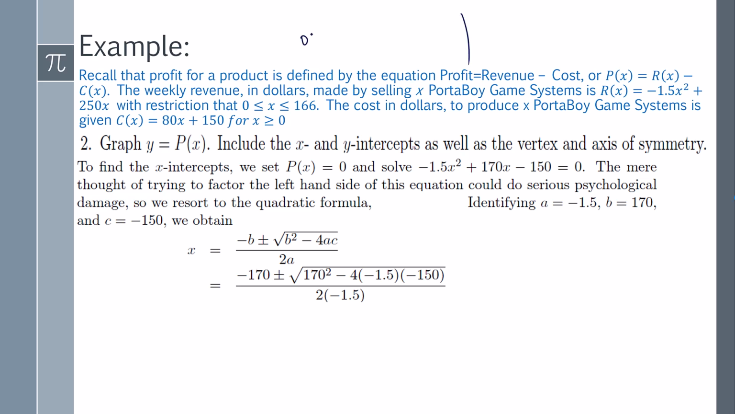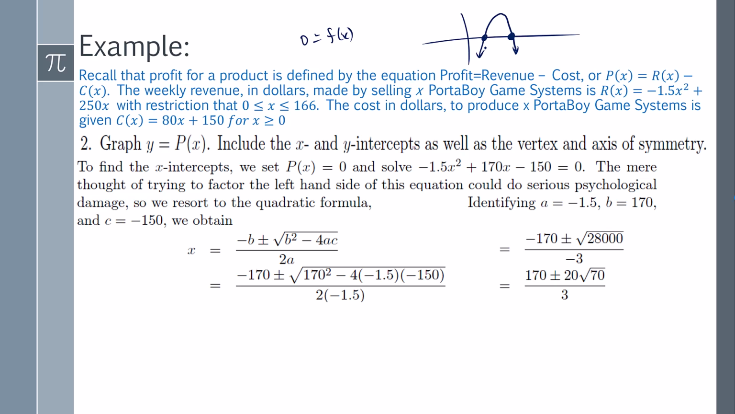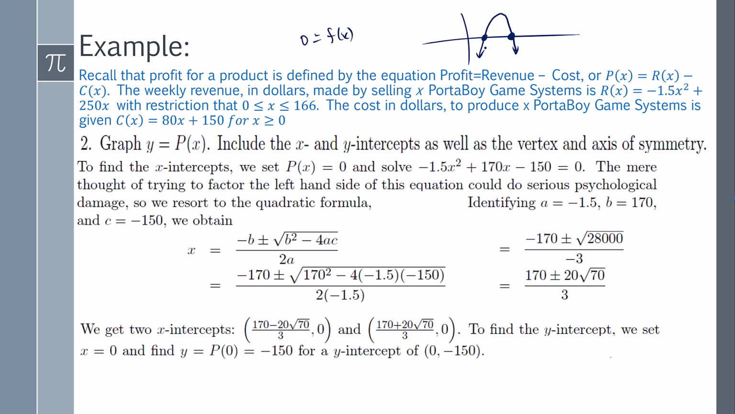Remember, it's 0 equals your function. The quadratic formula is going to find where it crosses. So I can use the quadratic formula, and yeah, it's in radical form, which is kind of weird, so just use decimals. We don't have to overthink it. And so there are my x-intercepts. My y-intercept is -150.